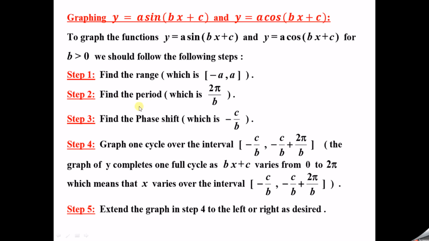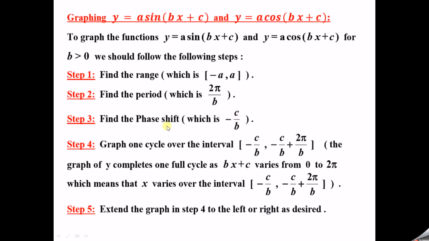And the period, we find the period. Period is 2 pi by b, where b is the x coefficient. We take this x coefficient b and the period of these functions is 2 pi by b. And for the phase shift, we take this c, the constant, and we divide it by b. Therefore the phase shift will be minus c by b.